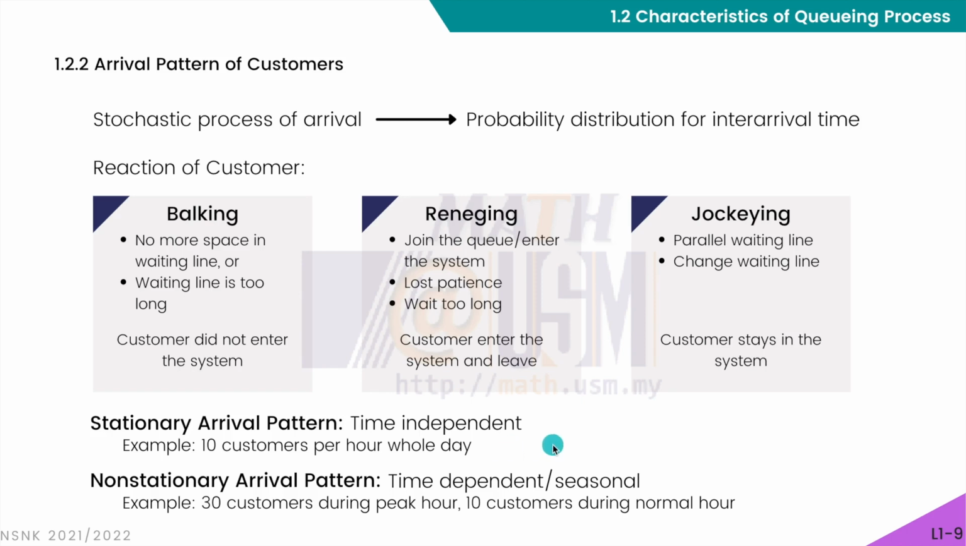Okay, and a time dependent arrival pattern is known as a non-stationary arrival pattern. Okay, it is time dependent or seasonal. For example, 30 customers during peak hour or lunch hour and 10 customers during normal hour. Okay, so that is our second characteristic, which is the arrival pattern of customers.